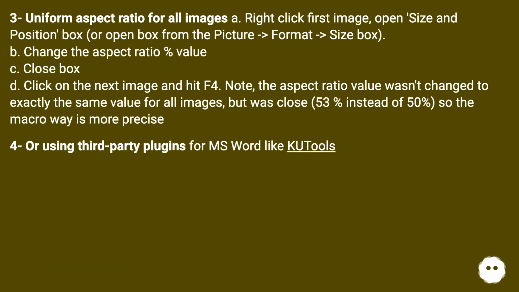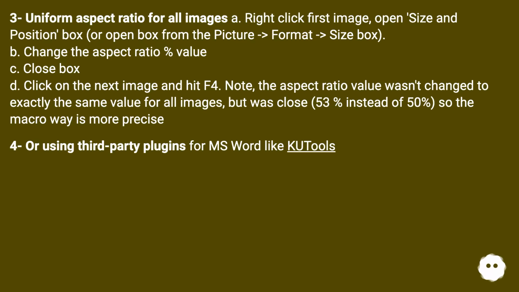3. Uniform aspect ratio for all images. A. Right-click the first image, open the Resize and Position box, or open the box from Picture Format, Size box. B. Change the aspect ratio percent value. C. Close the box. D. Click on the next image and hit F4. Note, the aspect ratio value wasn't changed to exactly the same value for all images, but was close, 53% instead of 50%, so the macro way is more precise.